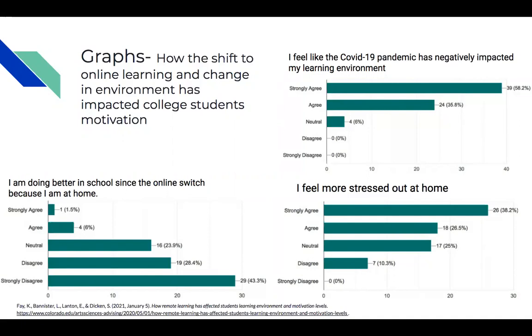I feel like the COVID-19 pandemic has negatively impacted my learning environment. Everybody strongly agreed with only 4 people neutral. I feel more stressed out at home. The overwhelming majority strongly agreed, with a few neutrals and 7 people disagreeing. I am doing better in school since the online switch because I am at home. Only 5 students strongly agreed, 16 were neutral, and then the rest of the majority disagreed or strongly disagreed.